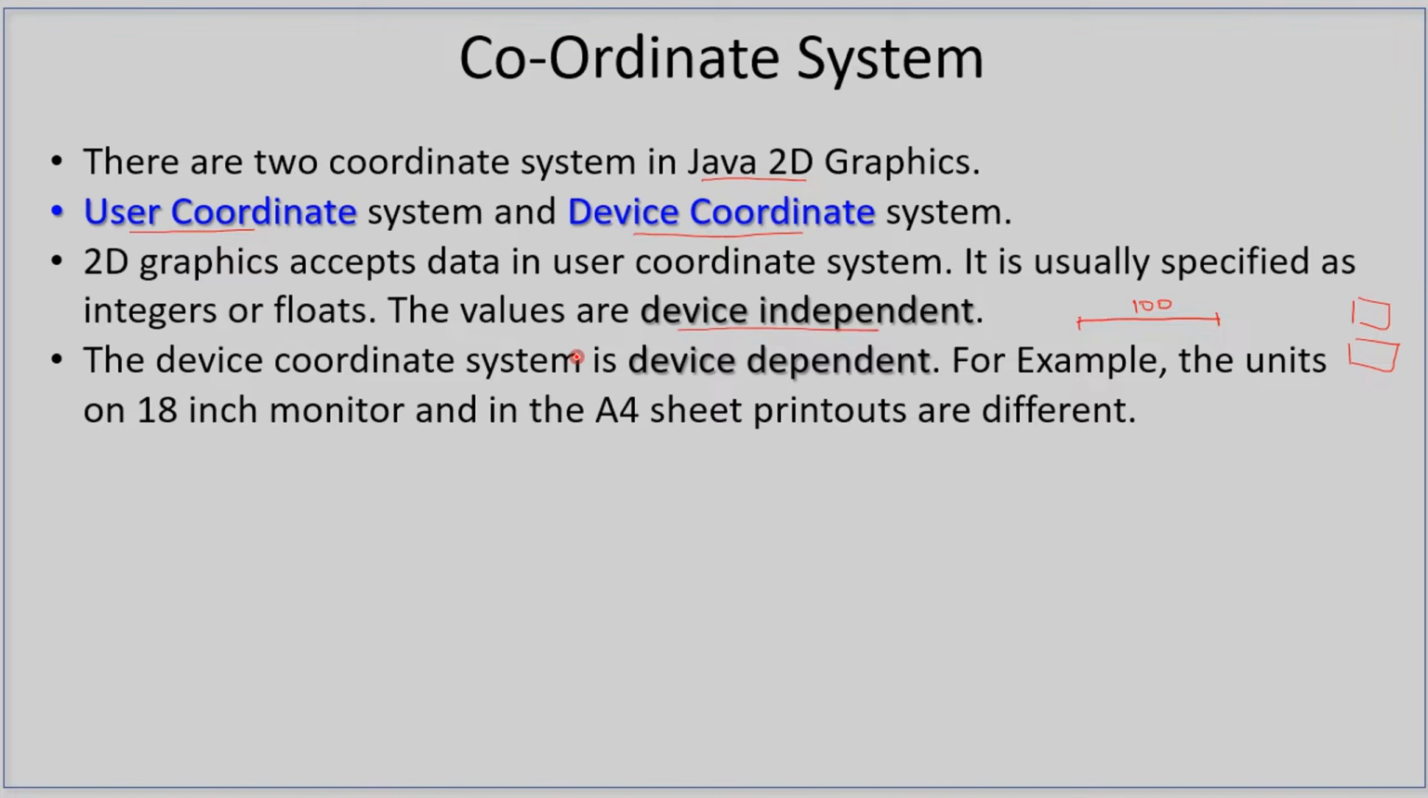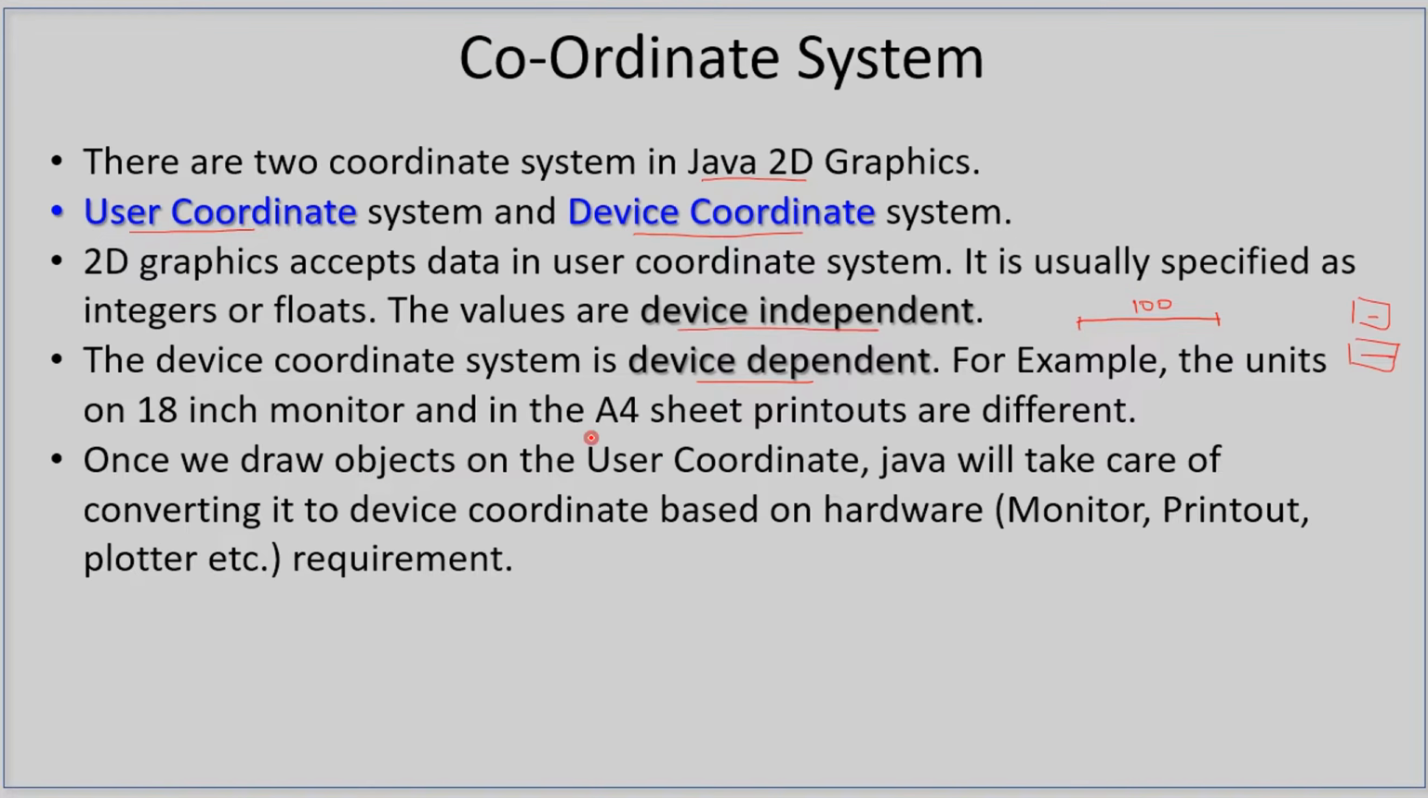The device coordinate system is device dependent. That means if you specify 100 device units in a plotter, that may not be equal in the monitor or in the plotter.